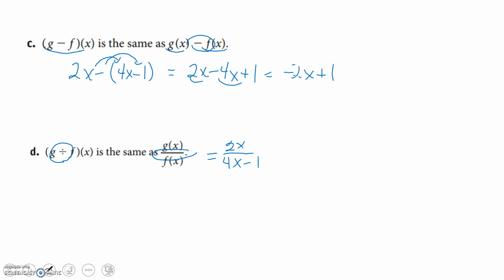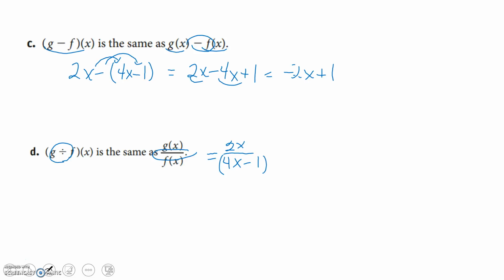We cannot touch the 2x and the 4x. Remember, the 4x minus 1 is a unit, so put that in parentheses so you won't try to cancel it with the 2x. All right, so those are some examples of how we perform operations on our functions.